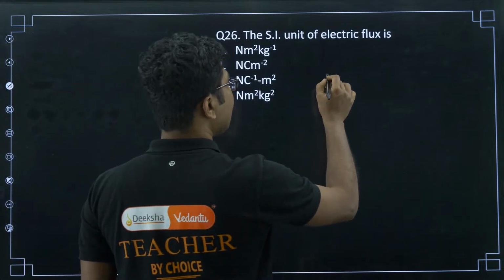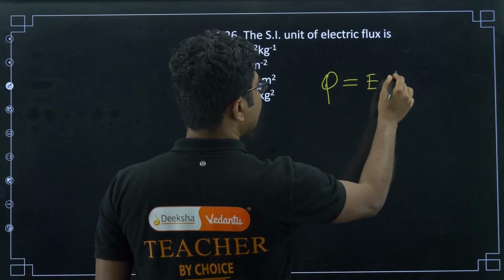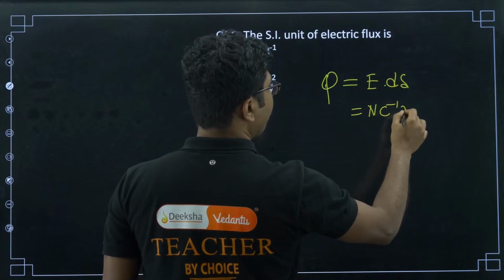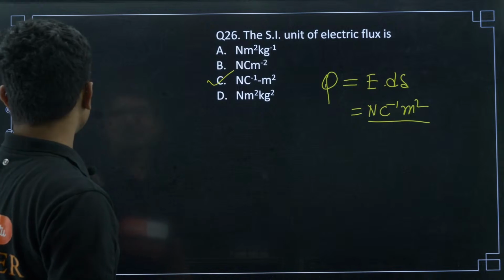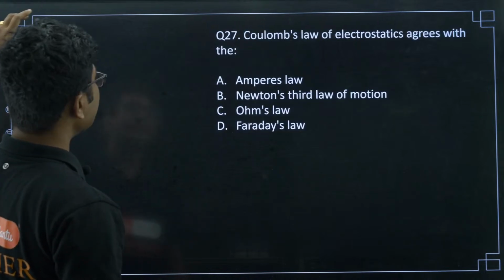Electric flux is... the unit is Newton per Coulomb meter square. So, Newton per Coulomb meter square, option C is the right answer. I am not wasting too much time, easy questions.